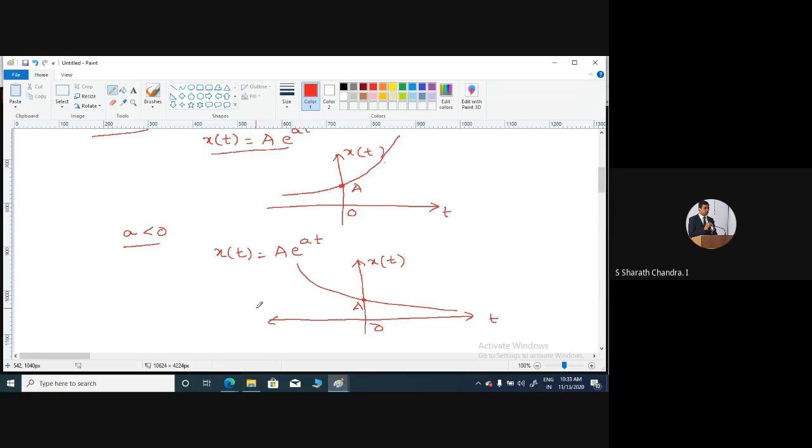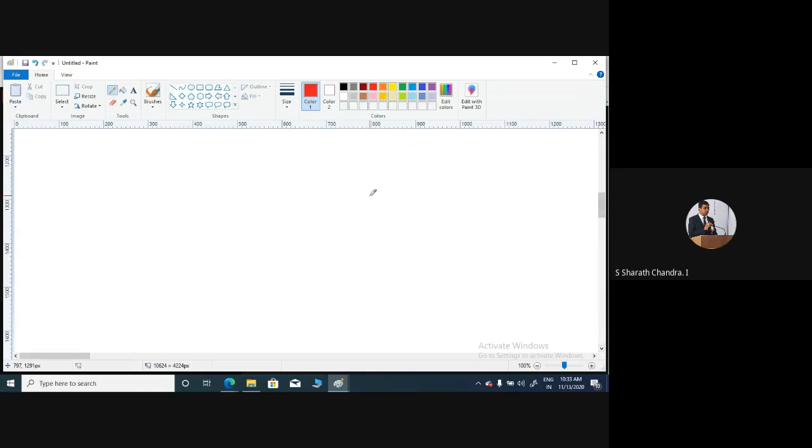In the same lines, we can also define a discrete time real exponential signal. A discrete time real exponential sequence can be defined as x of n is equal to a power n, and this is for all values of n. That means n can take any integer value.